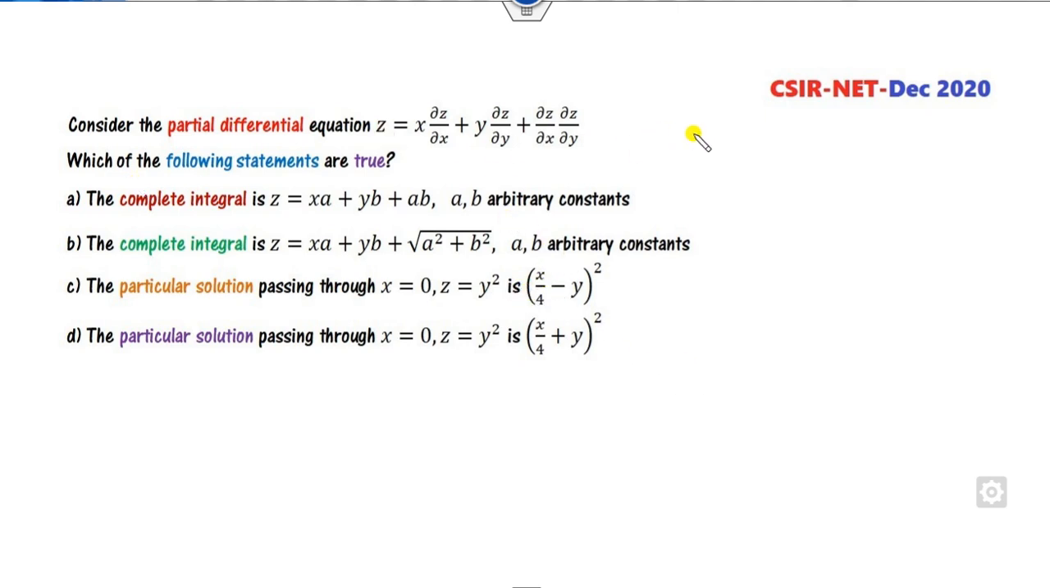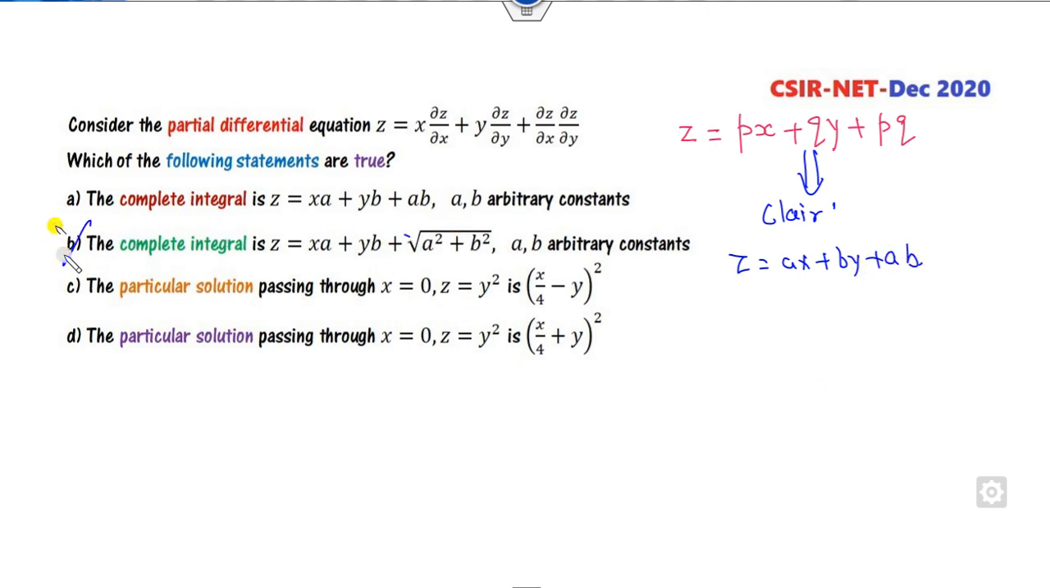Okay, again, this is very simple. I can write it in this form: px + qy + pq. This is nothing but Clairaut's form. The solution is z = ax + by + ab. So this option is cancelled. Now there are two arbitrary constants, and we have to find the solution passing through here. So that's again a simple task.